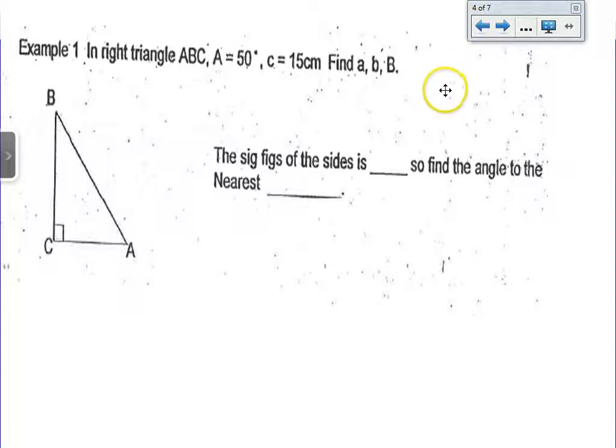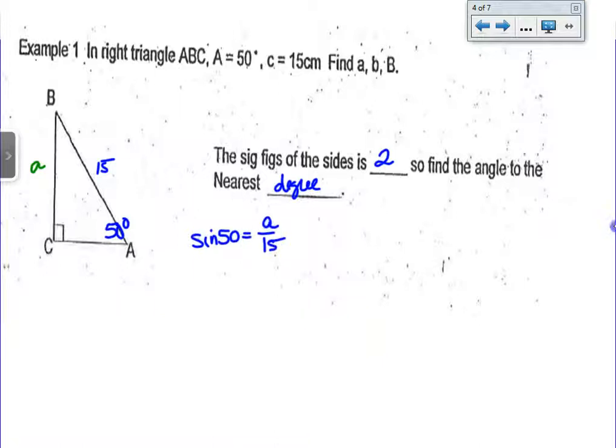So in right triangle ABC, angle A is 50 degrees. Let's mark that. Little c is 15, that's side C, and then they want us to find the rest of the pieces. Now, the sig figs of the side are 2 sig figs, so that means we're going to round the angle to the nearest whole degree. So let's think about our trig functions. Remember sine, cosine, and tangent. If I'm trying to find little a, I would use my opposite and hypotenuse, which would be my sine function. So we'd say the sine of 50 equals a over 15.